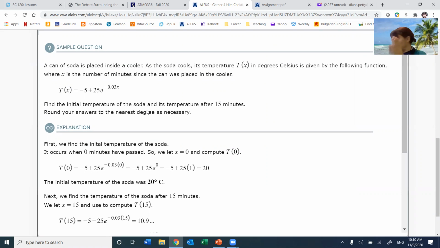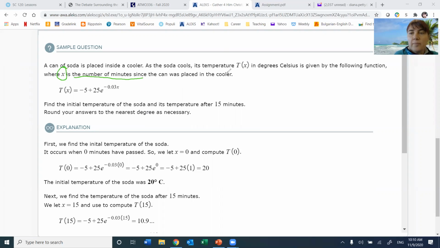Let's find a pen. So find the temperature after 15 minutes. All we need to do is, instead of X, put 15 and then find what it is. Those problems are super easy. X is the number of minutes, and they say find after 15 minutes. So all we need to do here is put 15 right there.